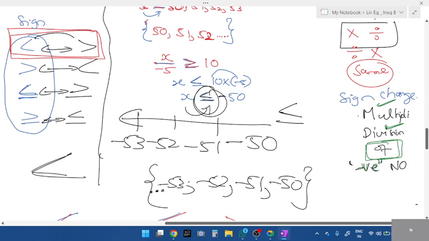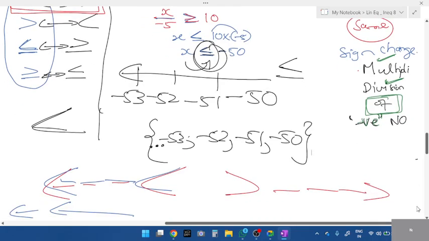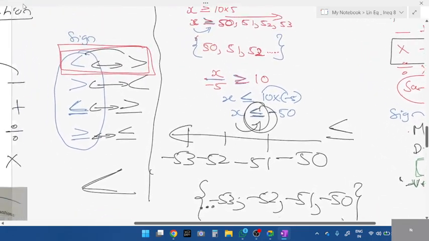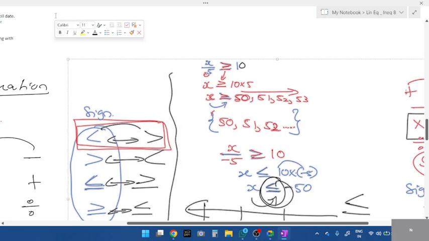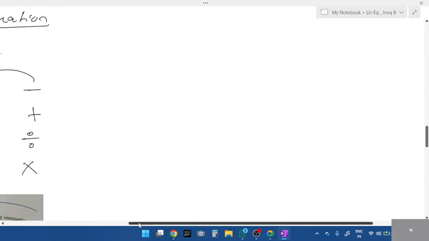Is this concept clear, students? All of you understood? Equation, inequation, plus minus rule, arrow. Basically it is the arrow. Just follow the direction of the arrow, you'll get the answer.